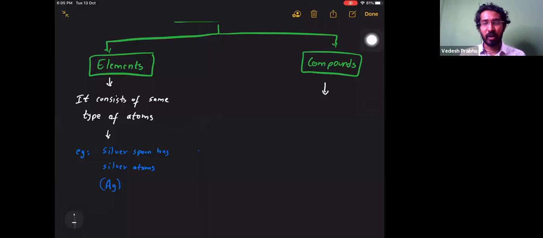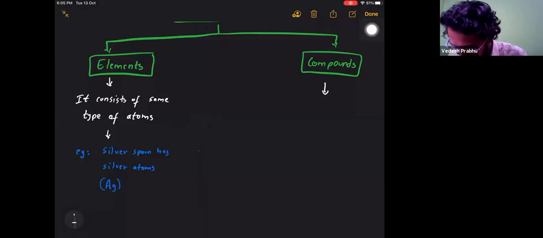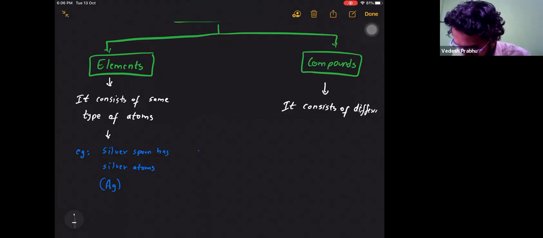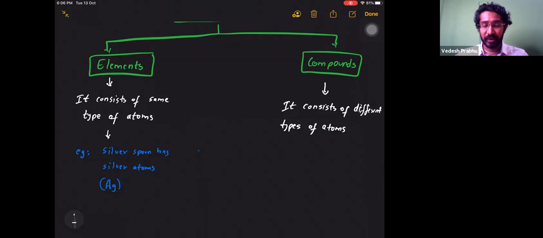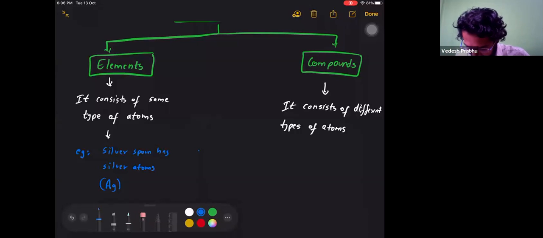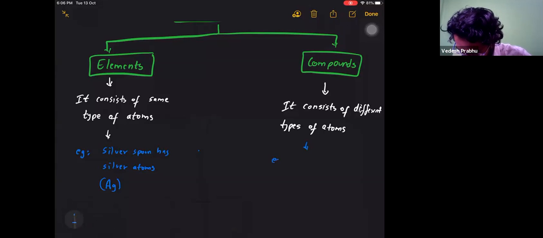Let us see what exactly is the definition of a compound. A compound consists of different types of atoms. Let me take a simple example, that is water.